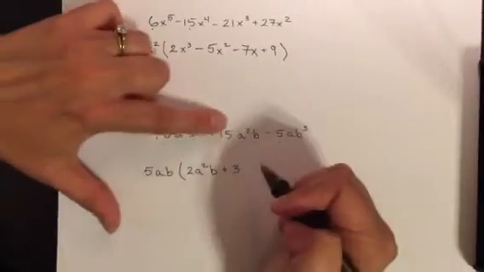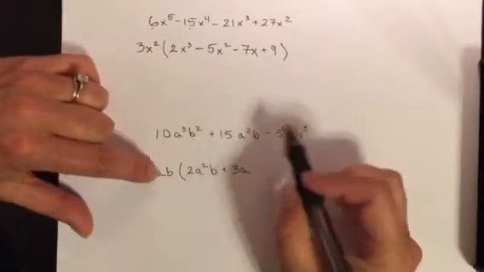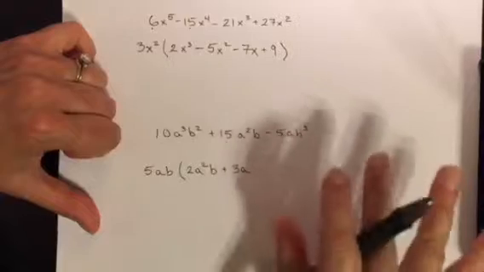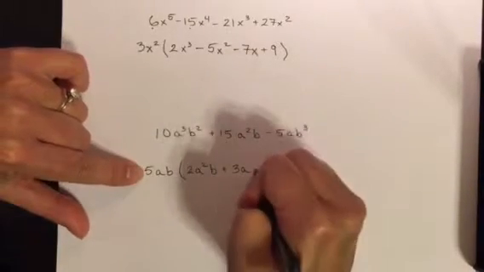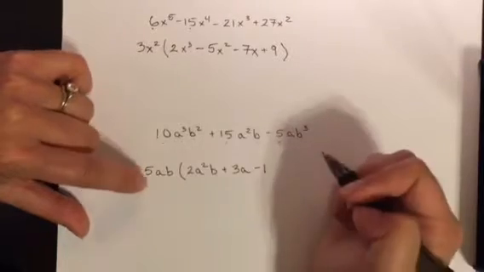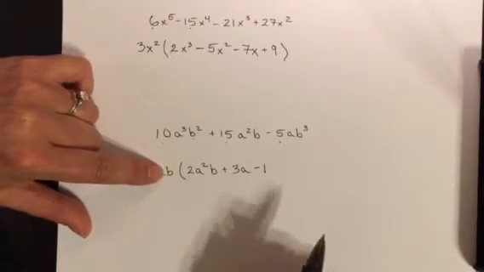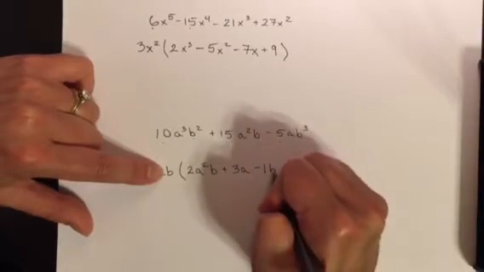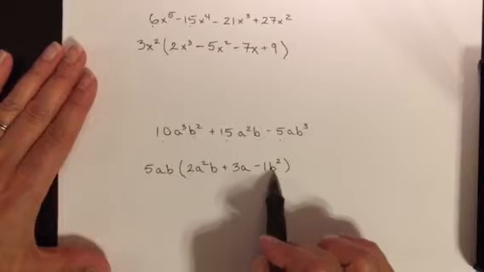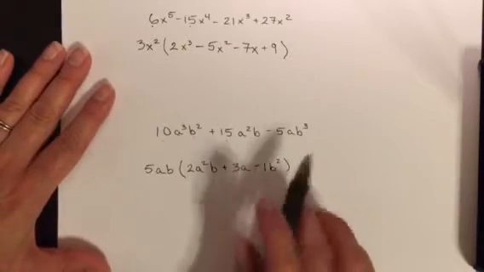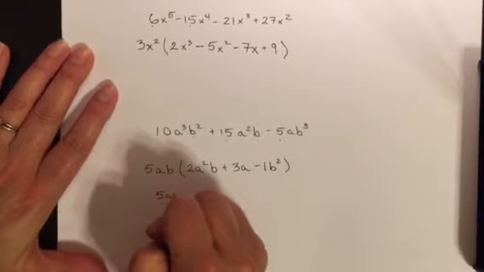5 times 3 is 15. I have one a, I need 1 more. I have one b, I only need one b, so I'm done with that term. Then I have 5, and I need a negative 5, so that's going to be negative 1. I have one a term, which is all I have up here, and I have one b term. I need b squared, so I'm going to go ahead and put b squared there. I'm just going to rewrite it since we don't normally write that one coefficient.